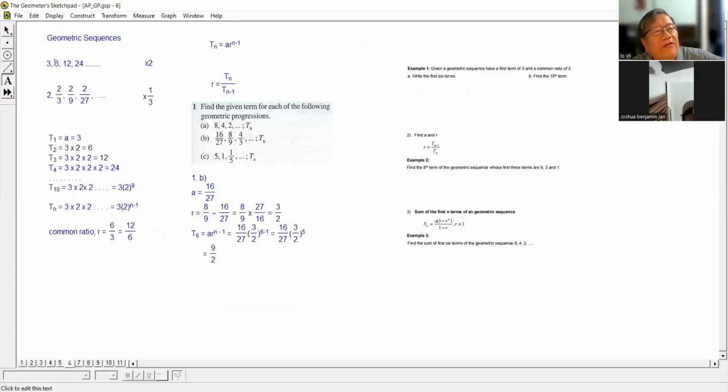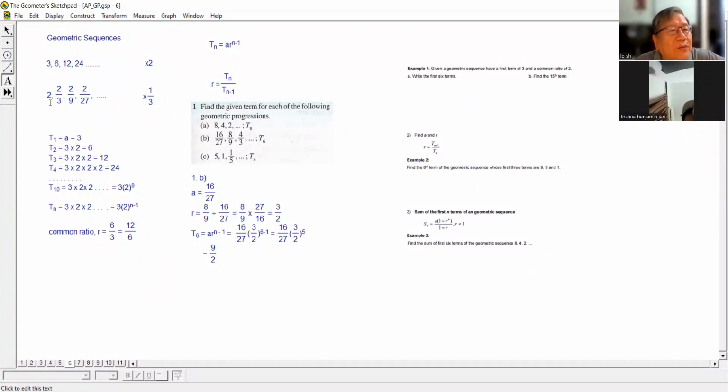There are three types of geometric sequences. One type is like this, 3, 6, 12, 24. And the number gets bigger and bigger. So how you move from one number to another, you multiply with a number bigger than 1. Then the number will become bigger and bigger.